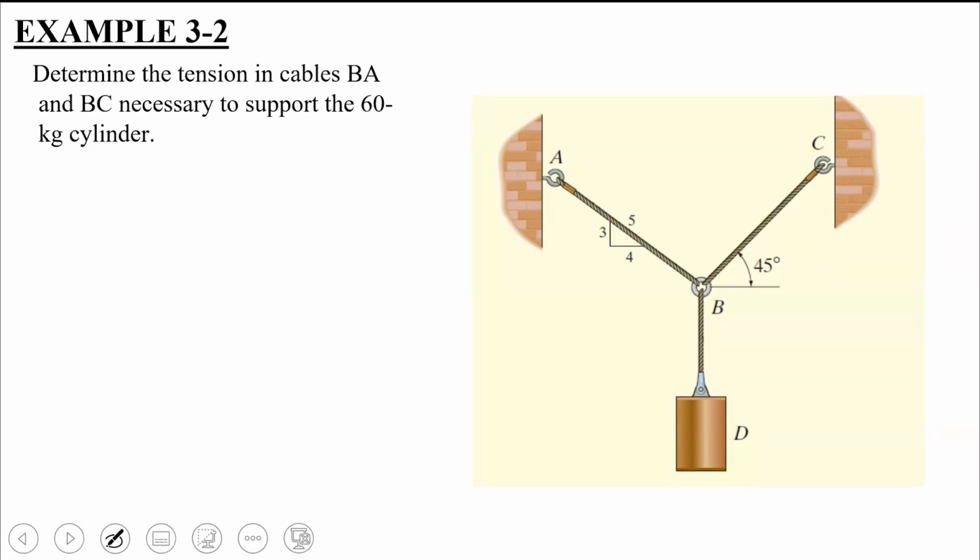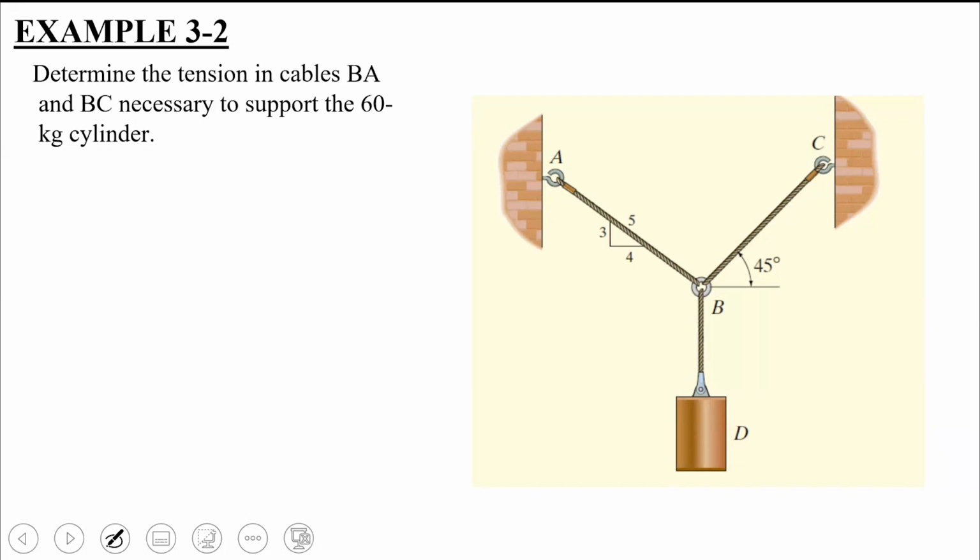Okay, we are going to start with example 3-2, in which this cylinder D has a mass of 60 kg and is supported by the cable arrangement as shown in the figure. The system is in equilibrium. You need to determine the tensions or the forces in cables BA and BC of this cable system.